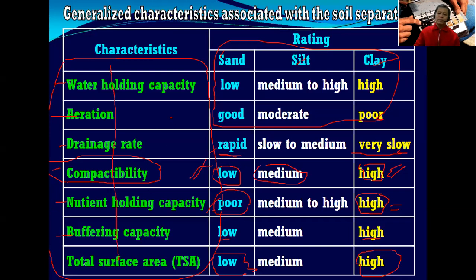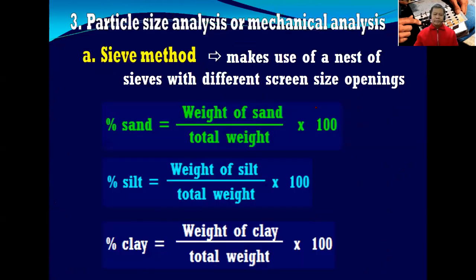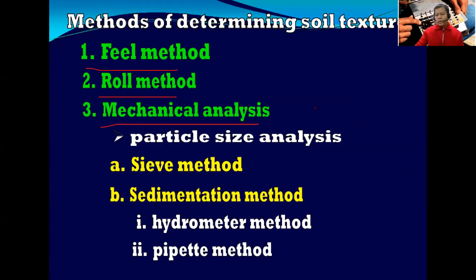Okay, so let's try to move on now. Okay, so if we have different textures, textures will be determined using methods such as field method, roll method, and mechanical analysis method. But I guess we have to continue the discussion on the next session because we have so far had a very long discussion. So we have to stop up to that and continue next time.